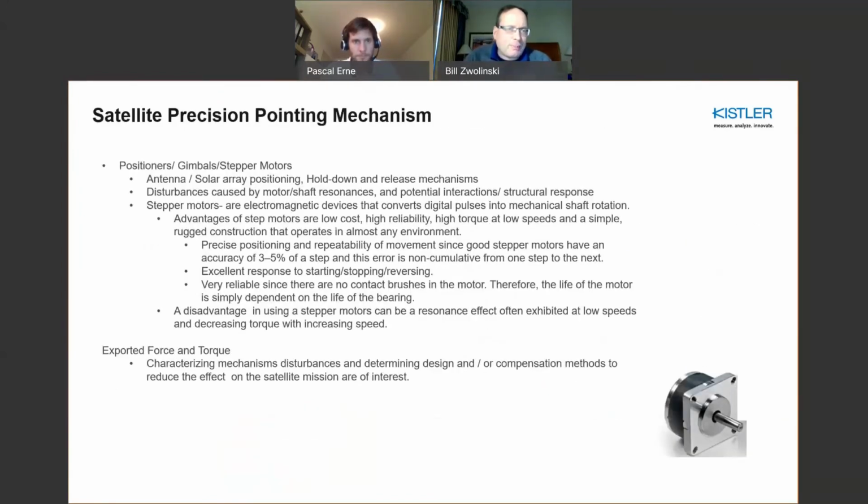Next topic is going to be pointing mechanisms, in terms of gimbal systems, antenna systems, the solar array positioning, and so forth. So the term stepper motors is often used in the industry, and they're quite high reliability devices and often used in a lot of the actuator systems.